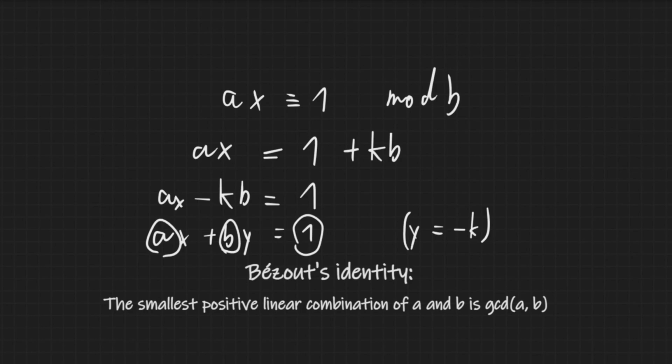Therefore, assuming Bézout's identity is true, this equation only has a solution for x if the greatest common divisor of a and b is 1, which means that a multiplicative inverse of a only exists if the greatest common divisor of a and b is 1. And this is exactly what we wanted to show.